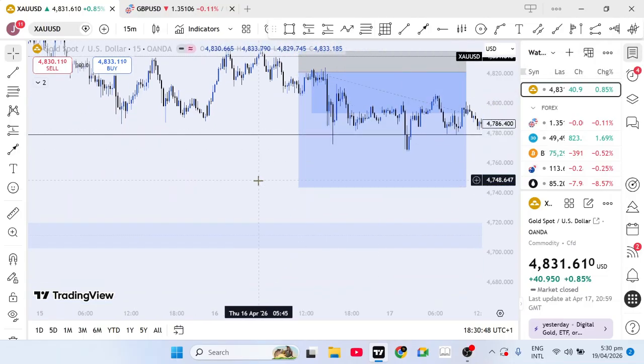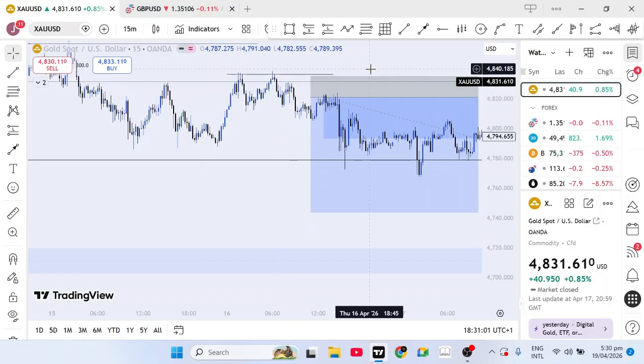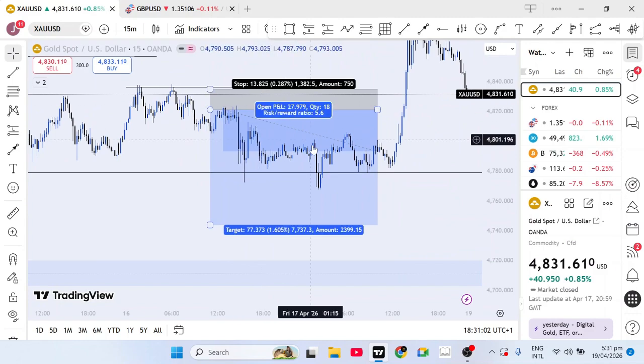1:5. Because I wanted to be safe. I didn't want the market to wake me out before going in my direction. I just wanted to be safe. So I placed my TP around here. So you can see, expecting a 1:5.